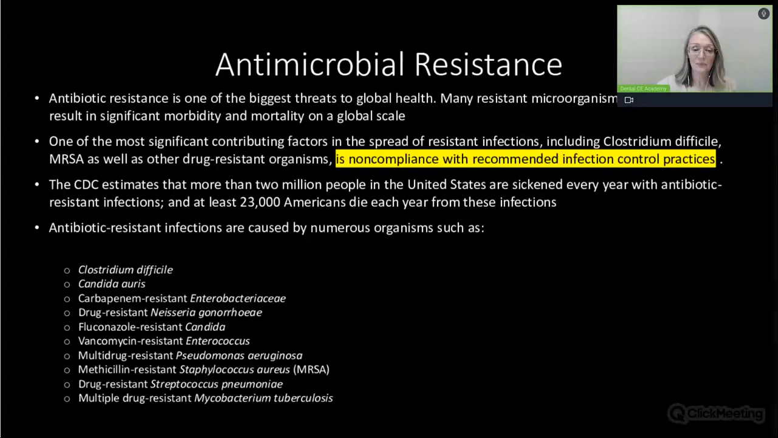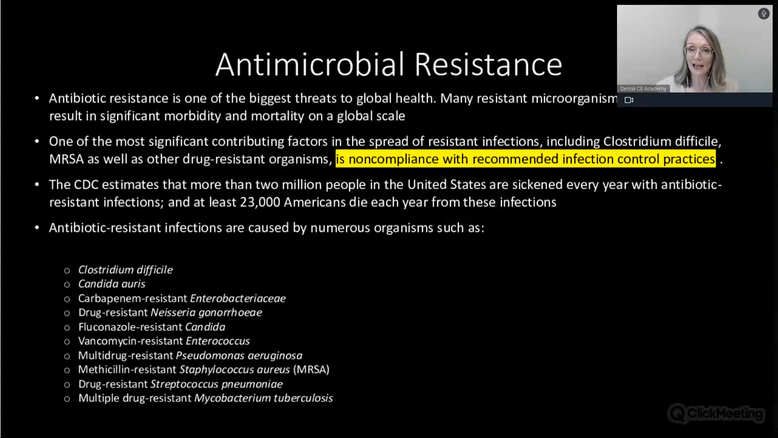Okay, the CDC estimates that more than 2 million in the United States become ill every year with antibiotic-resistant infections. 23,000 Americans die each year from these infections. I happen to be one of those in the statistic that was not the 23,000. However, I did have an antibiotic-resistant Clostridium difficile infection last year that followed a dental procedure.